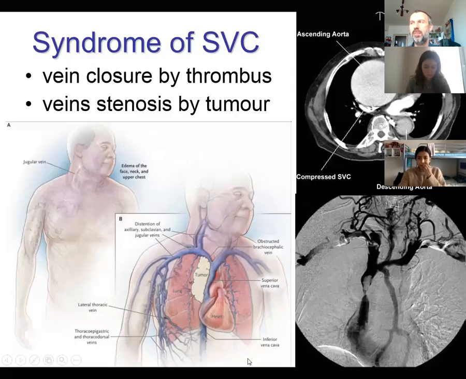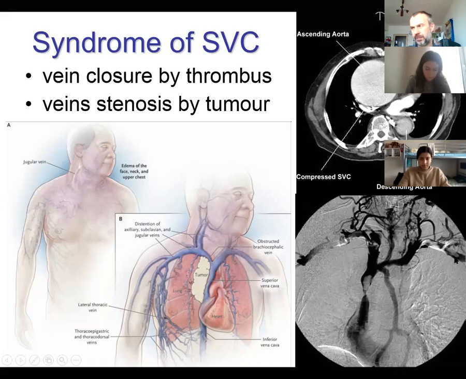So clinically, as the superior vena cava is a vein with a thin wall, it can be compressed from outside. Yeah? And you can see that it can be compressed here by a tumor or here by an aneurysm of the ascending aorta. You can see that this is not normal. Yeah? You can see the descending aorta and its caliber, and the ascending aorta is 3 times larger. So this is an aneurysm compressing the superior vena cava. Or the blood flow can be blocked internally by a thrombus, which we can see here.